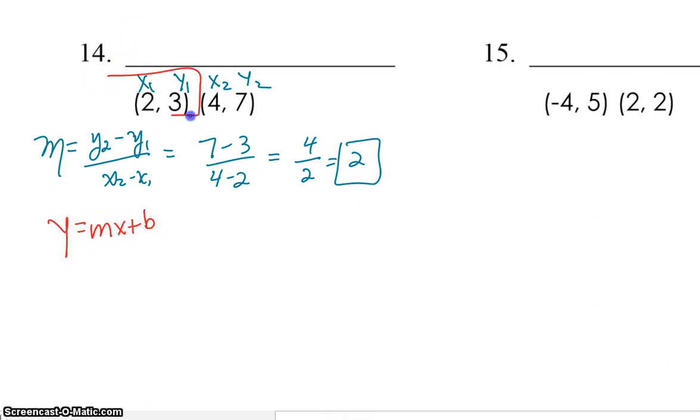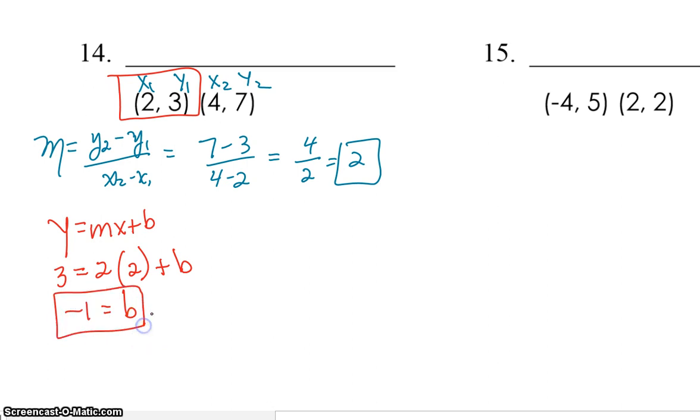I'm just going to use this first coordinate, and it does not matter which coordinate you use. I'm going to say that y is 3. The slope we just found is 2. x is 2, and now we can solve for b. We're not plugging in b, we're finding b. 2 times 2 is 4, so if I subtract 4 from both sides, I get b equals -1.